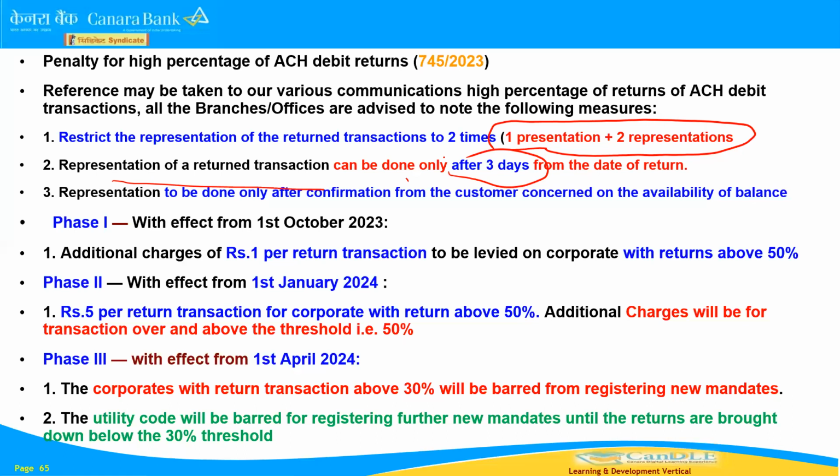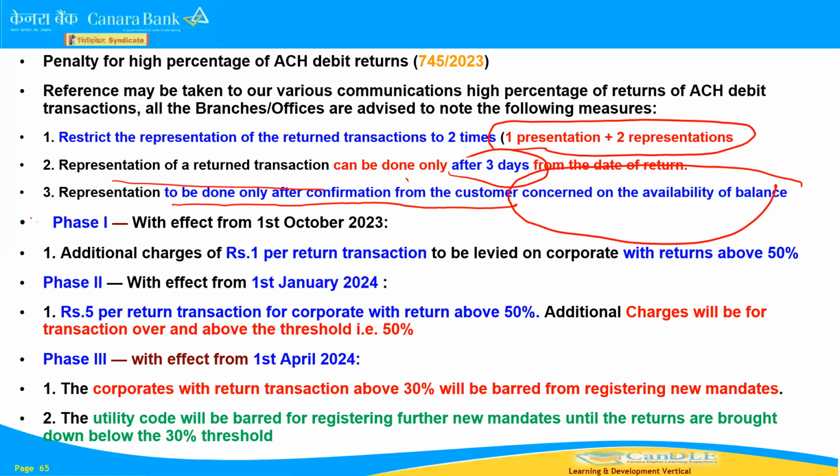The next point is that representation is to be done only after confirmation from the customer. After confirmation of availability of balance only can you do one more representation. That means we will ask the customer whether balance is there, and only after getting confirmation from the customer do we go for representation. So what I want to tell you is that the maximum is 3: one presentation and 2 representations. But every representation should have a 3 days gap, and even after the 3 days gap, we should ask the customer whether the balance is available or not.